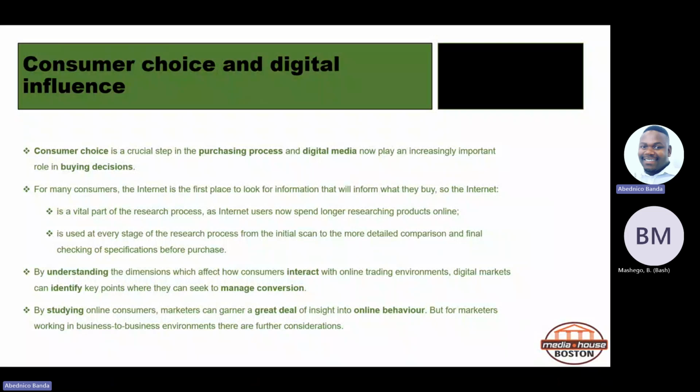But for marketers working in business to business environments, there are further considerations. For example, if you are a Dell computer company that caters for businesses like schools, companies, libraries, and so forth, you need to understand that you are dealing with businesses, and you don't treat businesses like individual customers, because decisions at business level are always complicated. You've got someone who needs to authorize payment. You've got someone who needs to be convinced that this is the right product. So there's not only one person that you need to convince from a digital marketing point of view if it's a B2B organization.